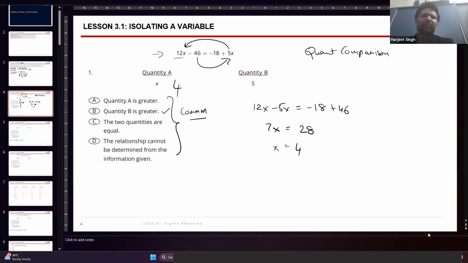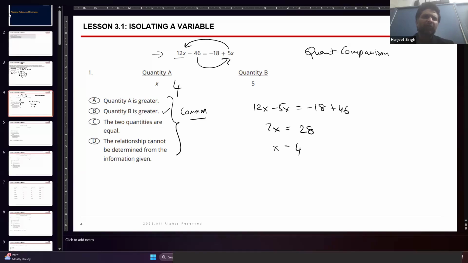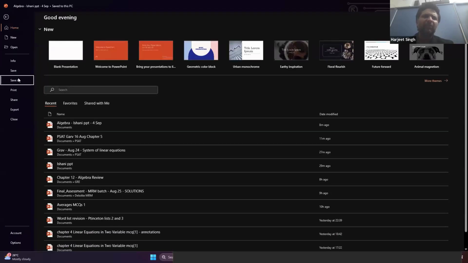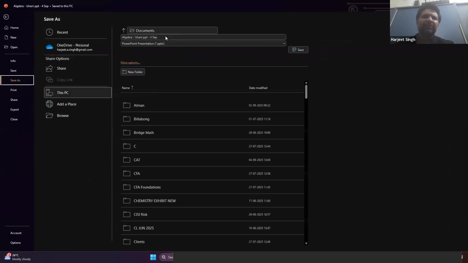Yeah, so these are quant comparison kind of problems, a common feature on the GRE. I will also just create a copy of this because we want to have separate annotated PPTs.